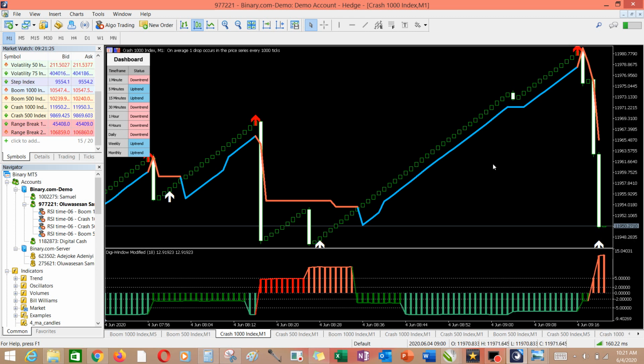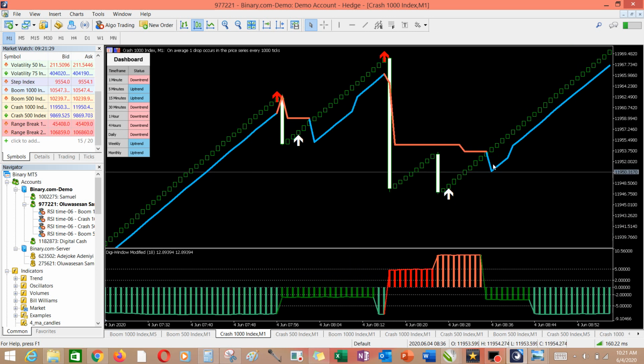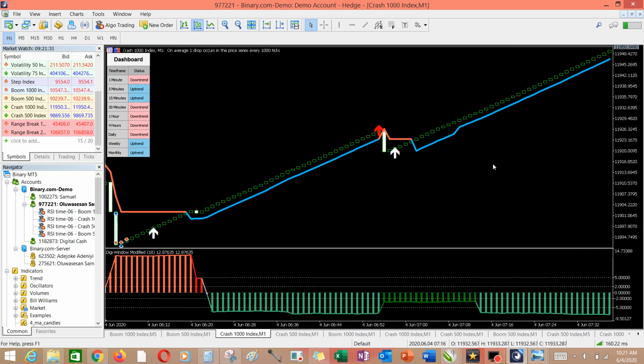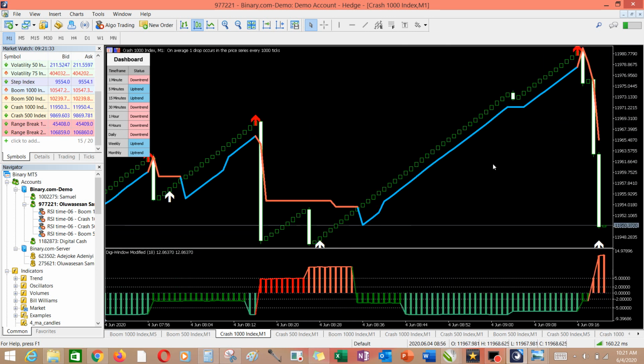Then that would have given you a whole lot of money. You can actually benefit from the uptrend when it was going up, and now that it is going down, you also benefit from it. So that is how it works. So that is crash 1000. So watch out for it. Presently it is going down. It's been an uptrend for a while, but presently it is going down.